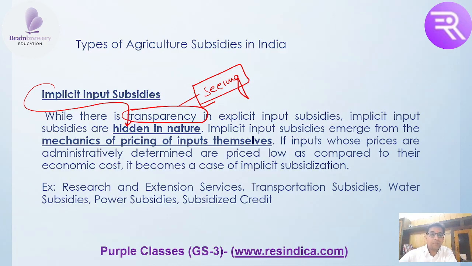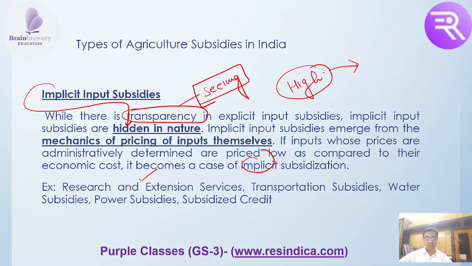Okay, so they emerge from the mechanics of pricing of the inputs themselves. So what is the meaning of providing the input in the pricing of the inputs? So how does this implicit input subsidy work? If there is a certain good with a market price that is very high, but the government is providing it at a very low economic value, that means implicit subsidization.